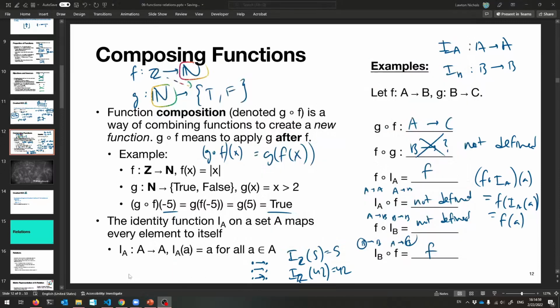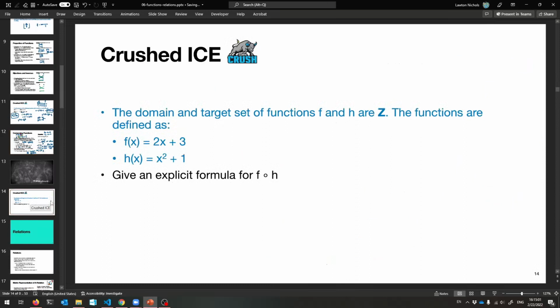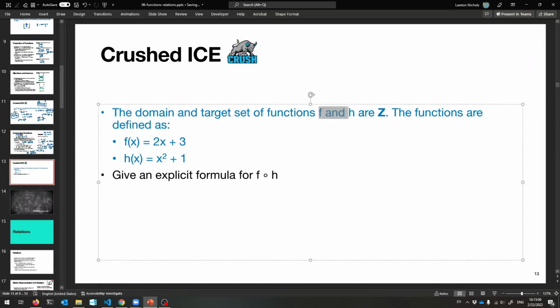And I think we have some time to try this last example, so let's move that up here and do that this time. Okay? So the domain and the target of the functions f and h. Let's have these two functions as our examples, and let's pretend that their domain is Z, so they're taking integers, and their target is also integers. So they're taking integers to integers, okay? So here's how they are defined. Can you give an explicit formula for f composed with h?